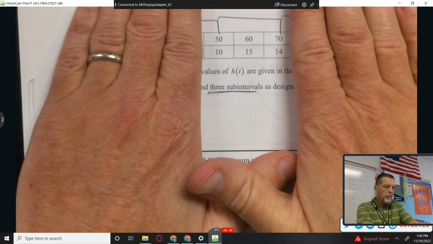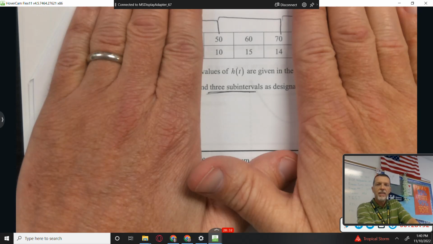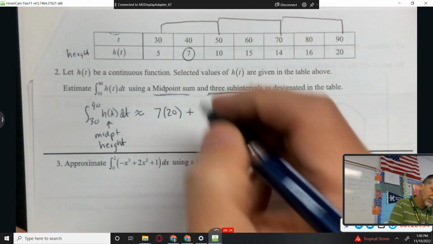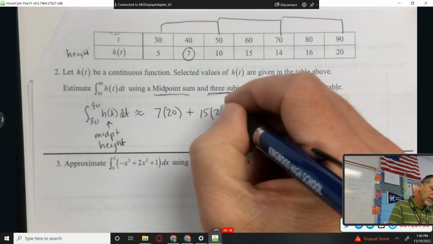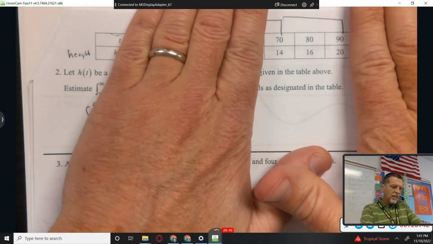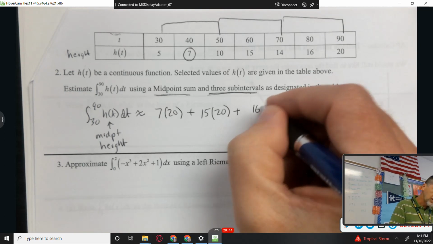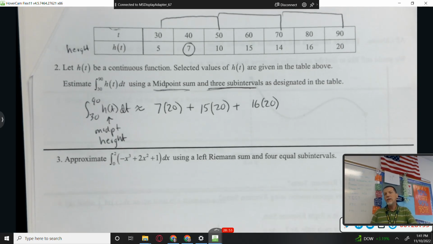And from 50 to 70, a lot of numbers to look at, but 15 is the height, times the base of 20 again. And then 70 to 90, 16 times 20. Stop. And again, safe stop, leave it alone, be done. And without any other information, there's no way to know if that's an overestimate or an underestimate.